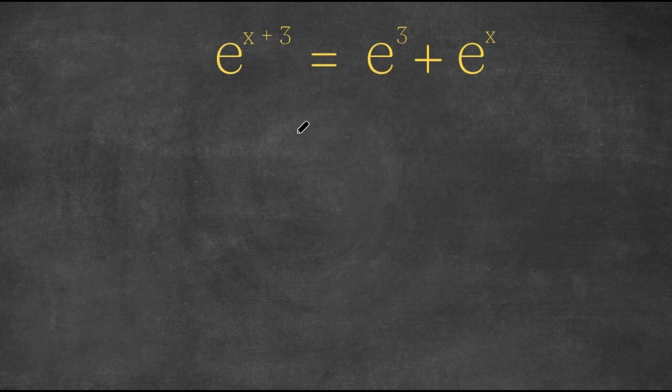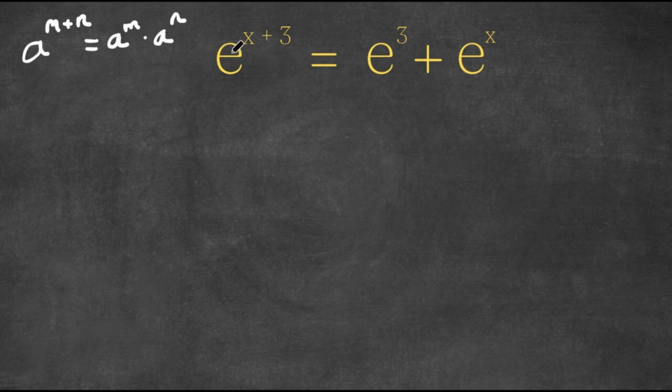In today's video, I'm going to be teaching you guys how to solve this exponential equation. So we have e to the power of x plus 3 is equal to e to the power of 3 plus e to the power of x. Now, if we have something in the form a to the power of m plus n, this can be written as a to the power of m times a to the power of n.